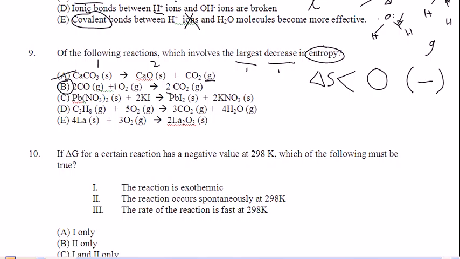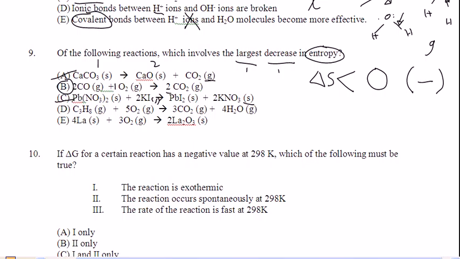In C, we go from 3 things to 3 things, and we do make a solid, but everything is a solid in this case. Let's pretend that's a solid. So we're not changing the number of particles. B is going to win over C. Let's get rid of C.